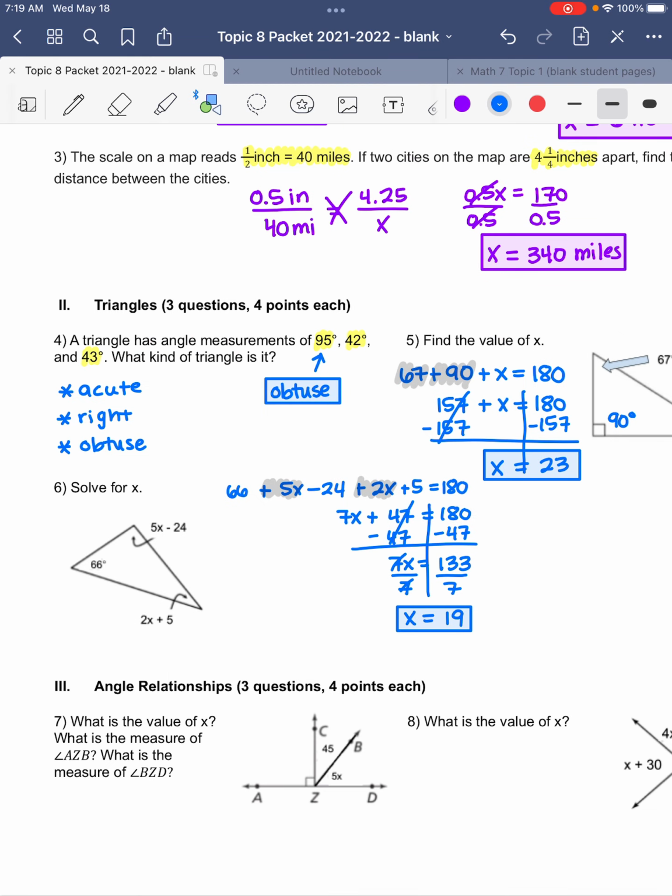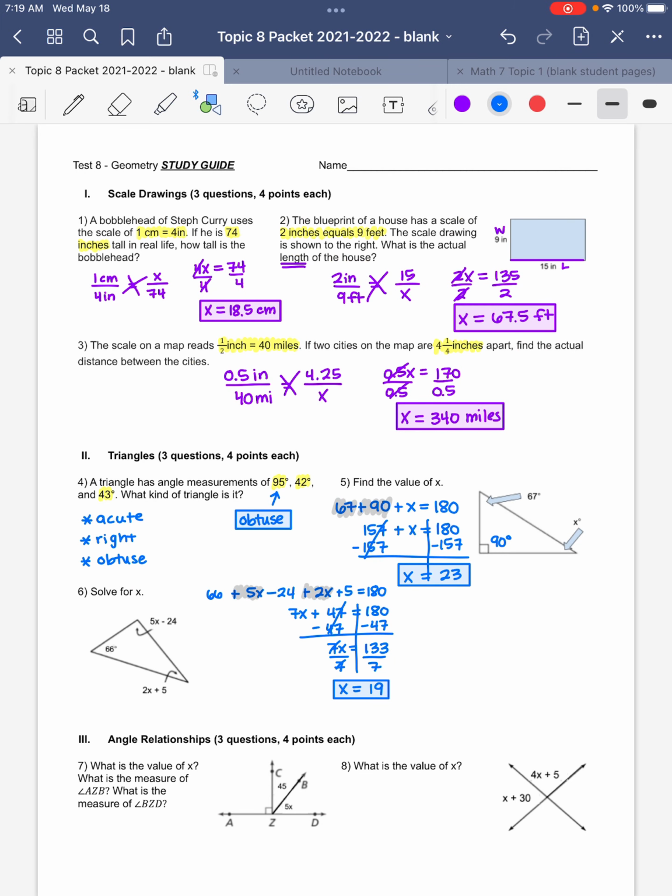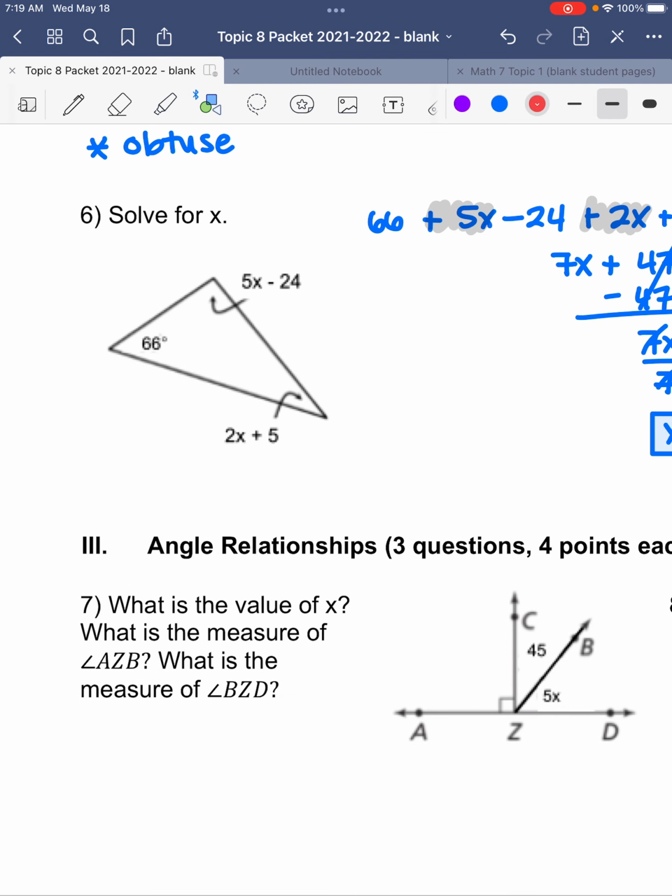Okay. So now let's move on to our third topic. Our third topic is angle relationships. You can expect to see 3 questions on this topic, and they will be 4 points each. So number 7, what is the value of x? What is the measure of angle AZB? And what is the measure of angle BZD? Okay, so we've got 3 questions that we have to answer here.